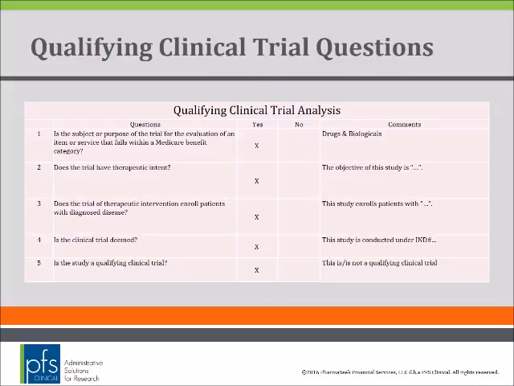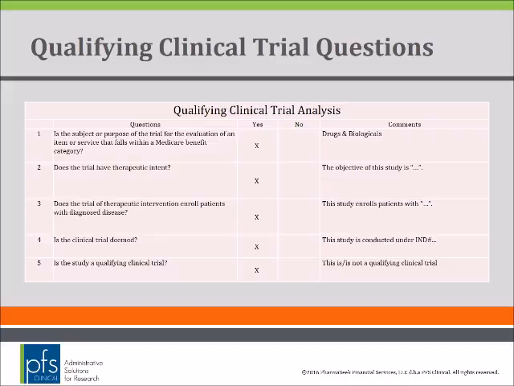So I've attached a picture of the most common format you will see to determine if the clinical trial qualifies for coverage. I filled out some of these boxes so you can see what kind of language you would use when answering these questions, just so that you have an idea of what a completed qualifying analysis would look like, just in terms of answering those 4 questions that we went over. So if any one of these boxes is a no, then it's not considered a qualifying clinical trial.